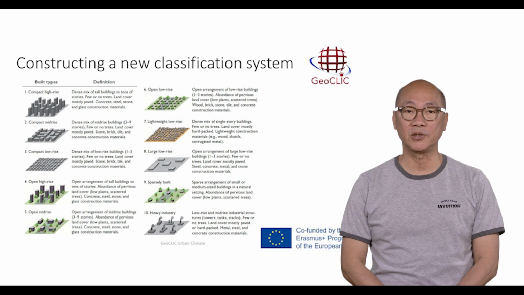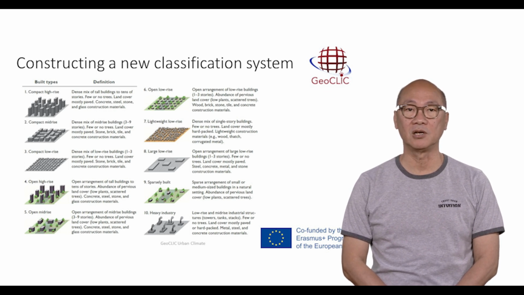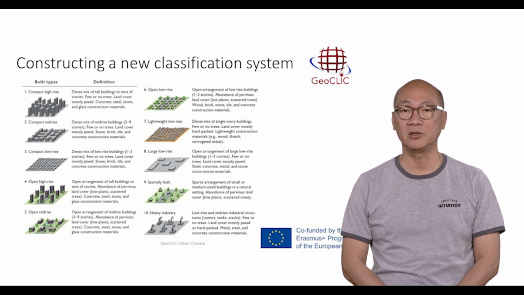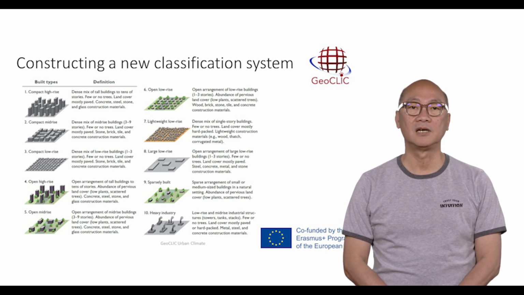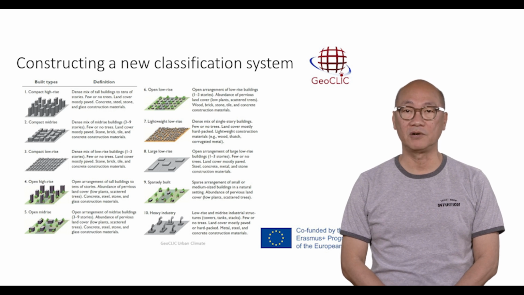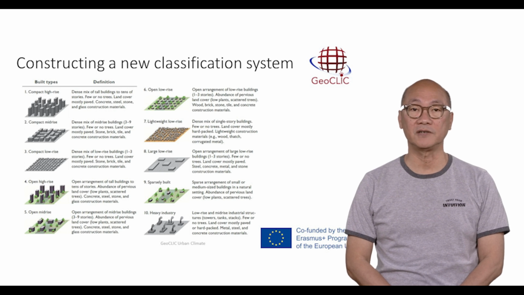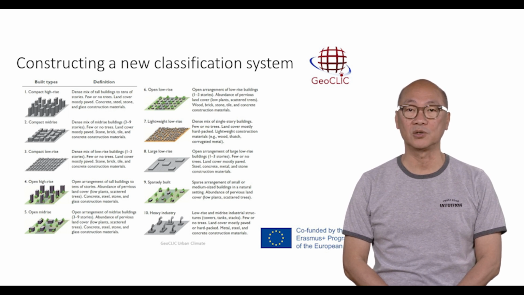Then, a lightweight low-rise, which represents hard-packed mixed single-story buildings with few or almost no trees. Large low-rise represents a spread-out arrangement of buildings of 1 to 3 stories with few or no trees. The class of sparsely built represents a sparse arrangement of small or medium-sized buildings in a natural setting, with abundance of plants and trees. The class of heavy industry is the mixture of industrial structures with few or no trees.